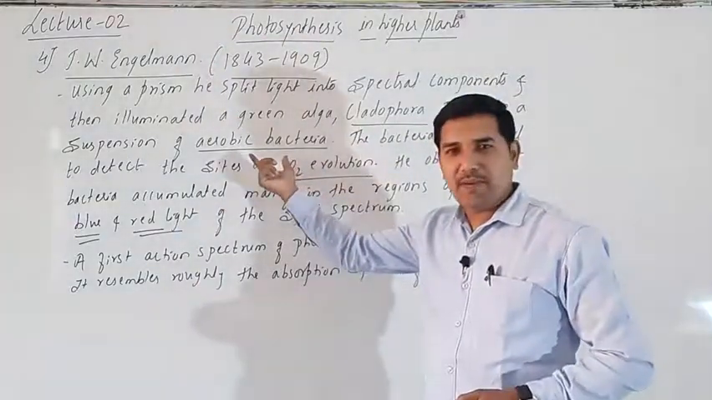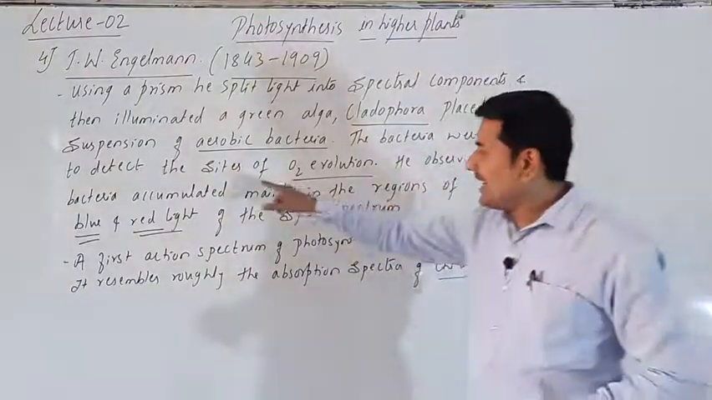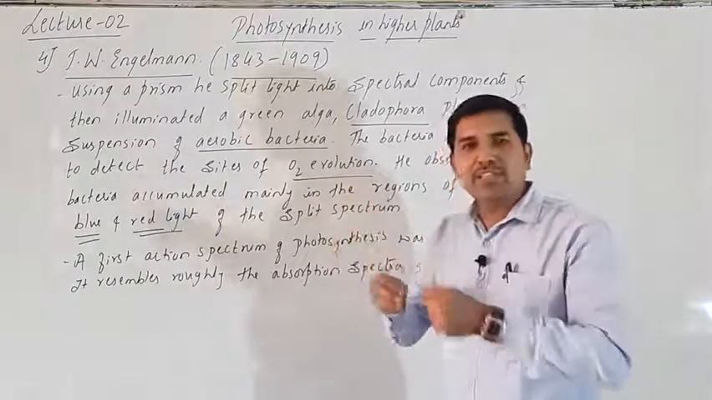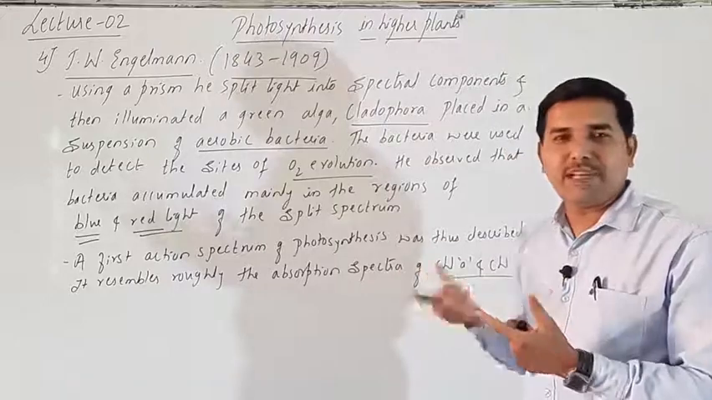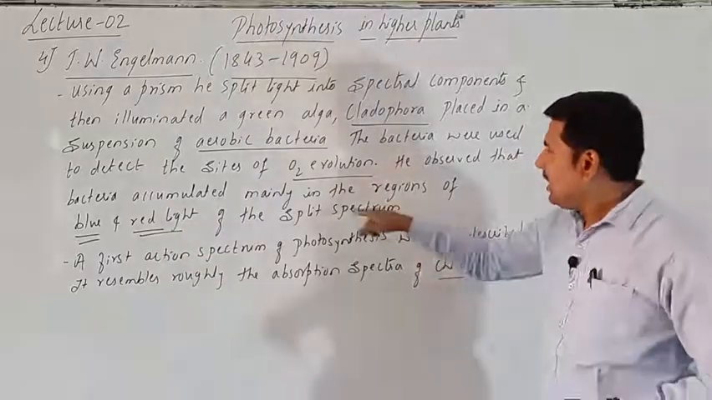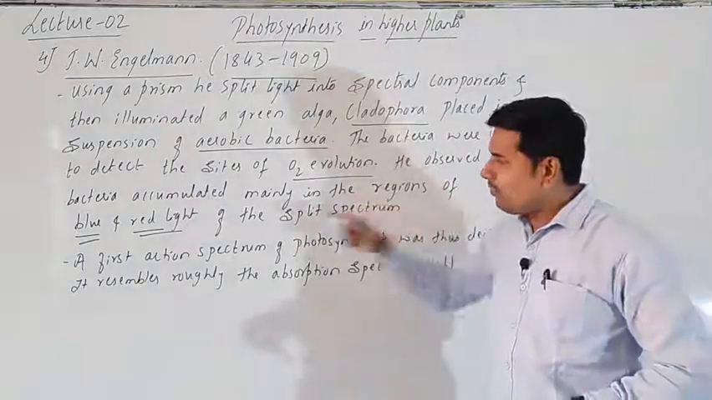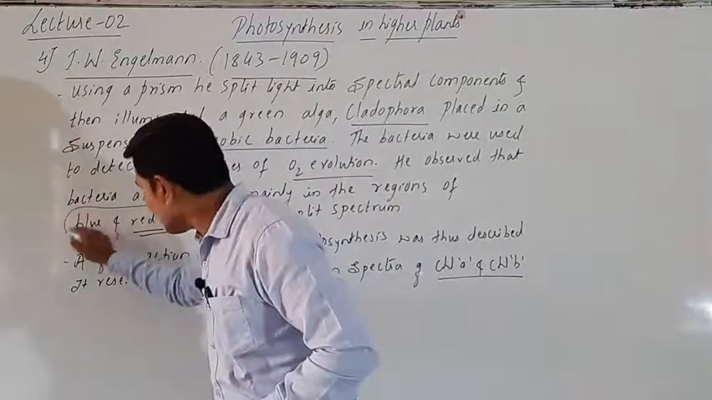So this was in a Petri plate. Aerobic bacteria were placed. The bacteria were used to detect the sites of oxygen evolution. That means at which wavelength of light the oxygen was evolved. So that was detected by these bacteria. Then he observed that bacteria accumulated mainly in the region of blue and red wavelength of light. So this is most important.